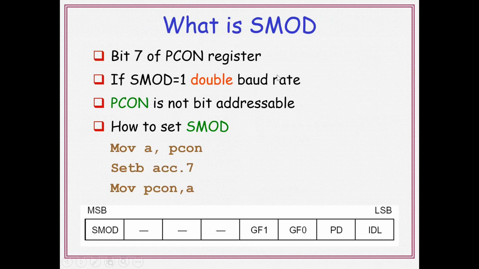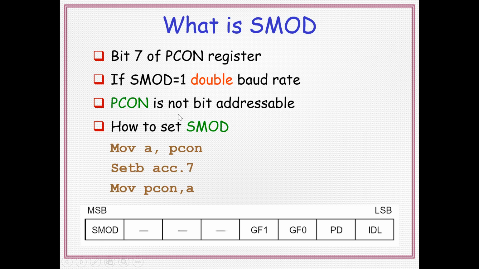Next one is SMOD. The SMOD bit is bit 7 of the PCON register, the power control register. It is the MSB of the register. If SMOD equals 1, it automatically doubles the baud rate.